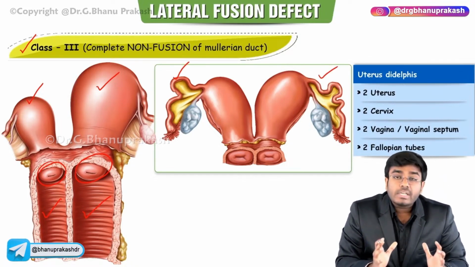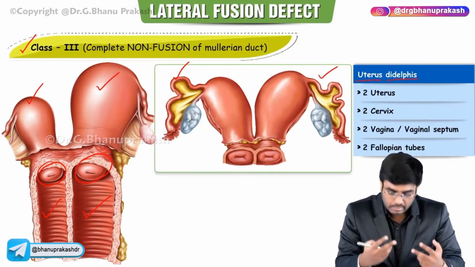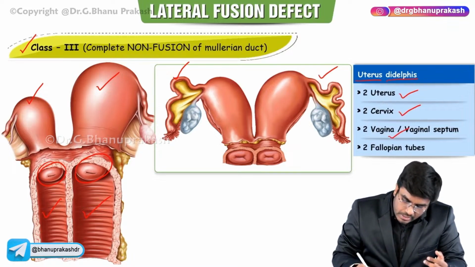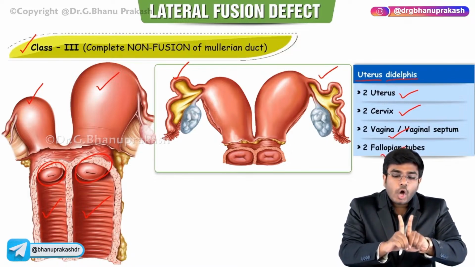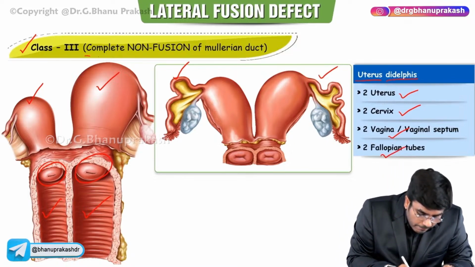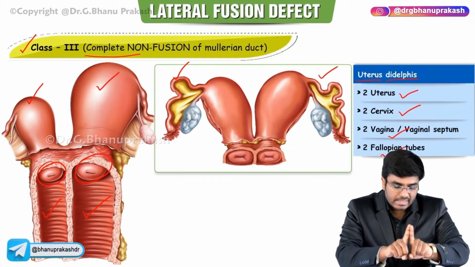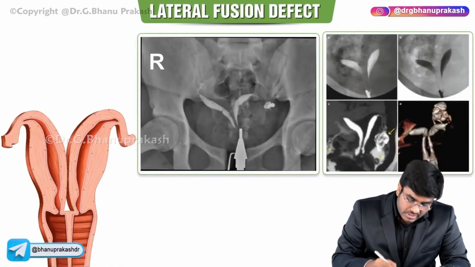Okay, so this is what is known as the uterus didelphys. Didelphys, everything double. So you are having two uterus, two cervix, two vagina and two fallopian tubes. Everything double. What's happening here? There is non-fusion. The two are completely not fusing. So everything is double. Now, important points are, please concentrate here.